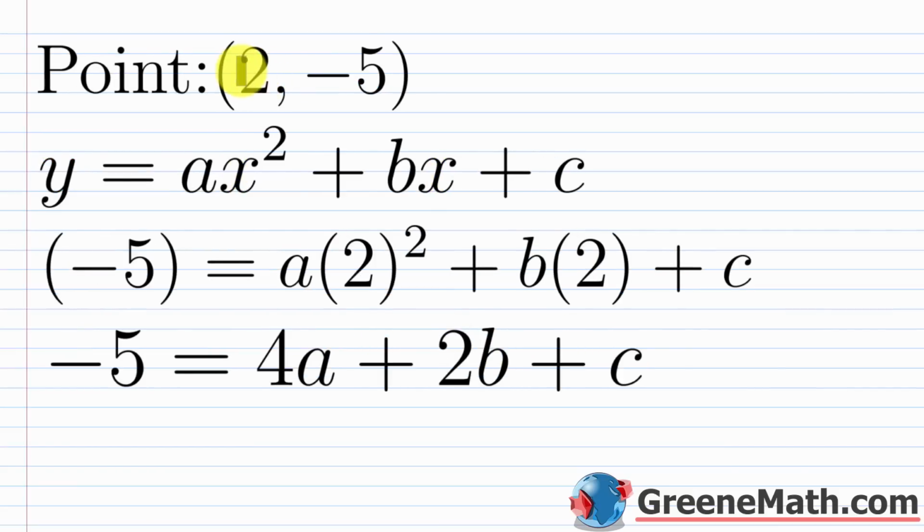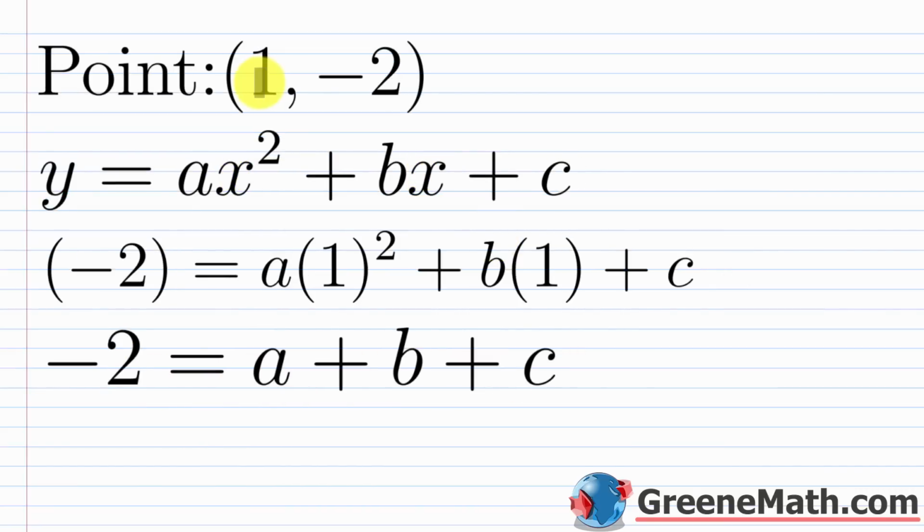For the second point, we have 2 comma negative 5. So again, the 2 is the x value. That's going right there and right there. And then you have your negative 5 for the y value. So that's going right there and then right there. So when you simplify, you're going to get negative 5 is equal to 4a plus 2b plus c.